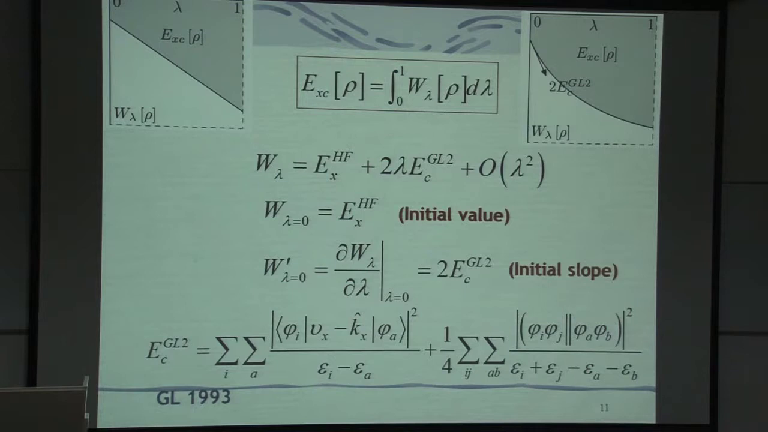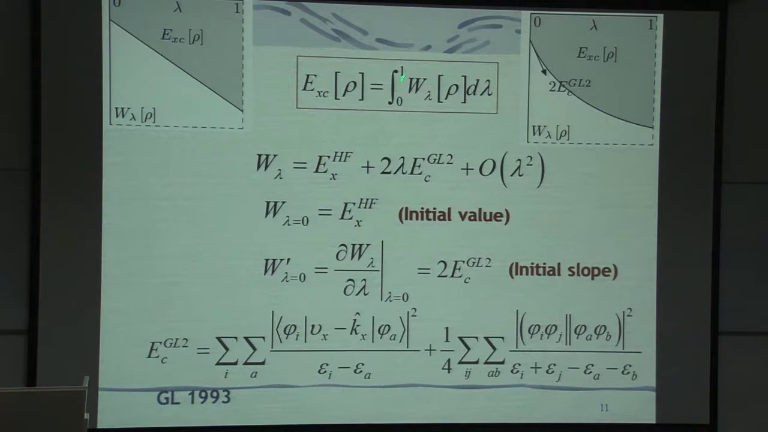So you can see, if the exchange correlation in terms of the coupling constant is this area, then your purpose is to propose something which can calculate this value. B3LYP will emphasize the importance of this initial value, which is the Hartree-Fock exchange. And if you also consider the Görling-Levy second order perturbation, then you are also emphasizing the initial slope. So here we argue that both the initial position and the initial slope are very important.